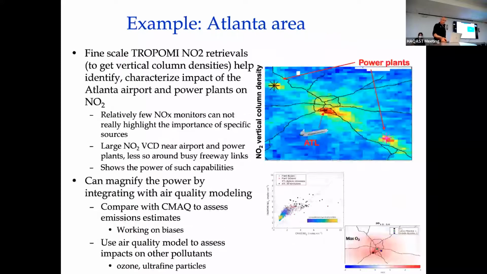So in particular, looking at the example in Atlanta, where we've been using the fine scale TROPOMI NO2 retrievals to characterize a number of sources. The one you see here is we've been looking both at the Atlanta airport as well as some power plants. But in particular, we're focused more on the airport because we have some low SES communities around it. And what you can see, and this is something that blows some people away at first, is that that blob of high NO2 is actually down around the airport.